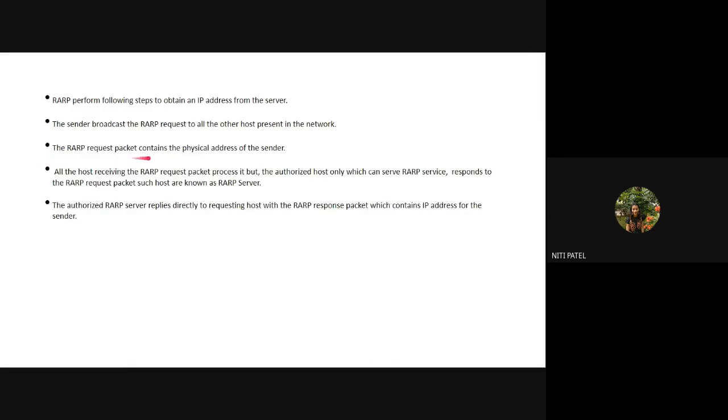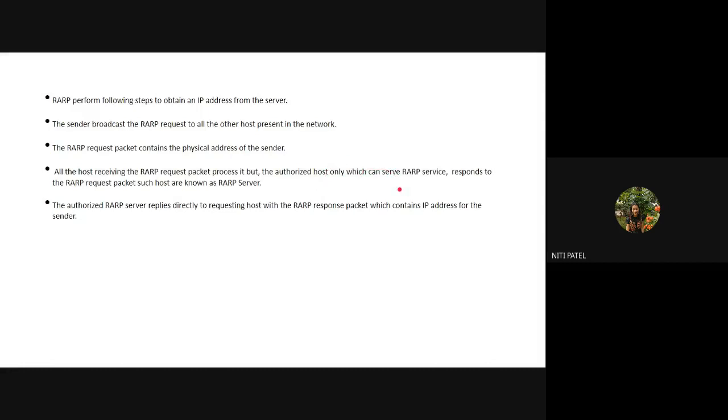The RARP request packet contains the physical address of the sender. So what will that packet contain? The packet will have the MAC address of the sender machine. All the hosts receiving the RARP request packet process it. Every machine on the network will process it, but only the authorized one will accept it.